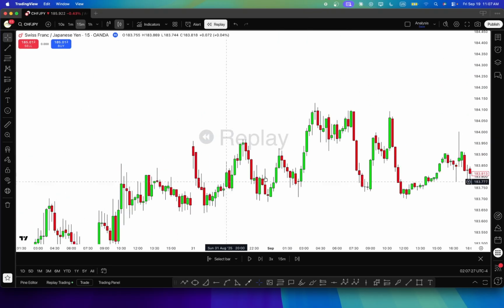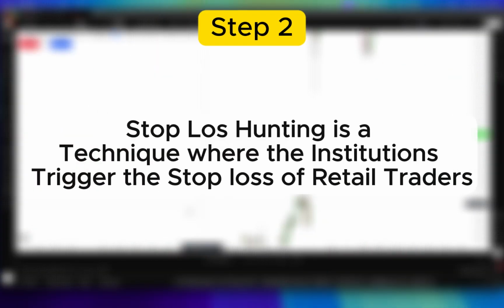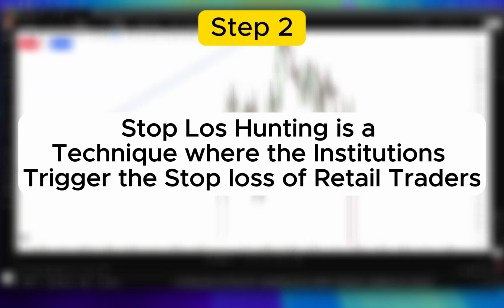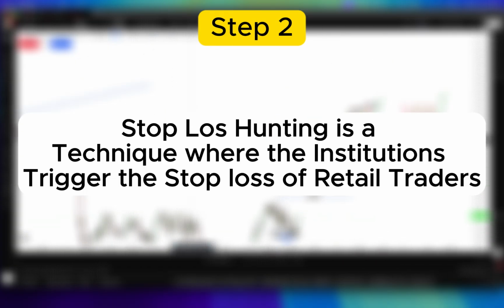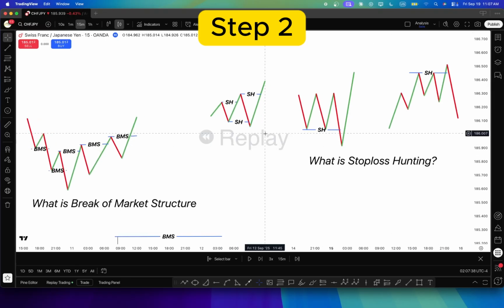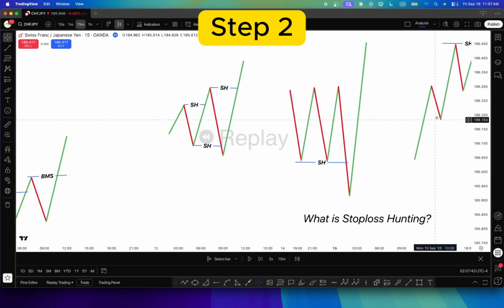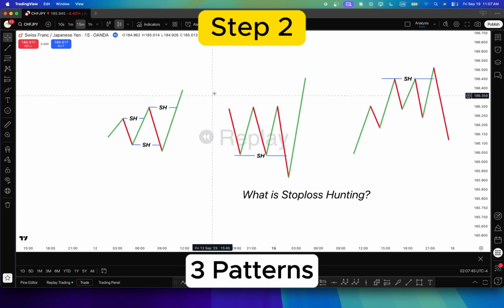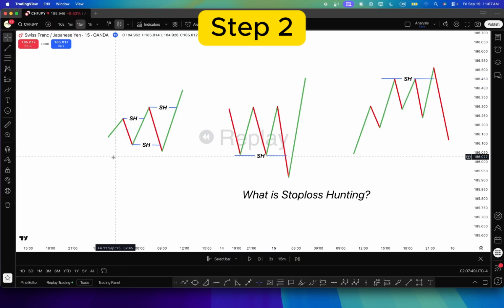Now let's go ahead and understand the stop loss hunting. Stop loss hunting is basically a technique where the institutions trigger the stop losses of the retail traders to create favorable conditions for themselves. And as you can see here, there are basically 3 patterns that you need to pay attention to if you want to identify if there is a stop loss hunting happening.